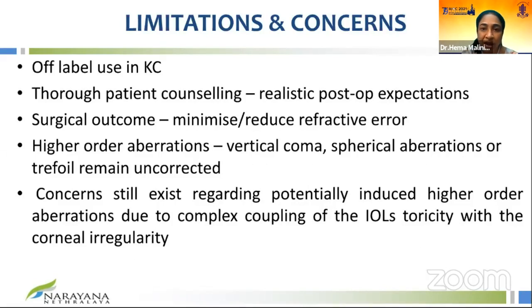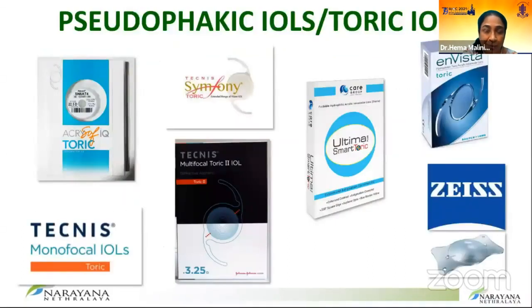But then there are limitations and concerns. It's off-label use, and surgical outcomes are just aimed at minimizing and reducing the refractive error, and they can't be fully corrected. And higher order aberrations are always going to be an issue here because the aim of the surgery is just refractive error correction. And also there are always concerns, especially regarding potentially induced higher order aberrations due to complex coupling of the IOL toricity with the corneal irregularity.